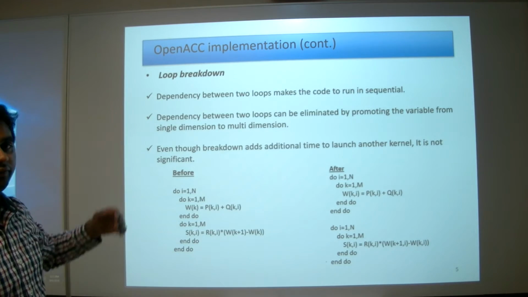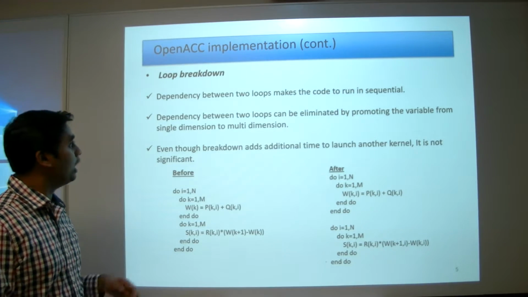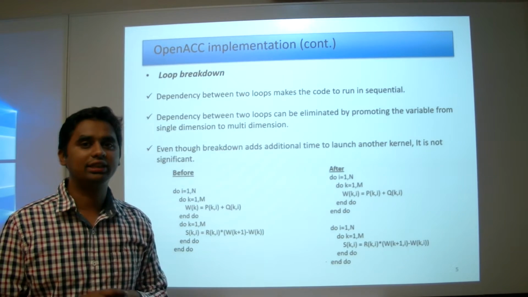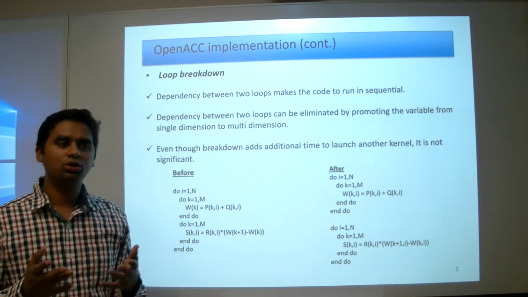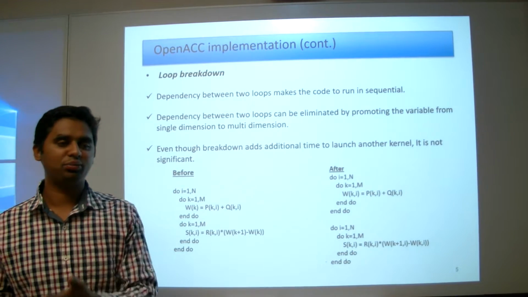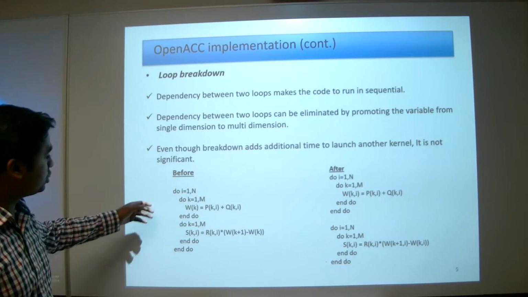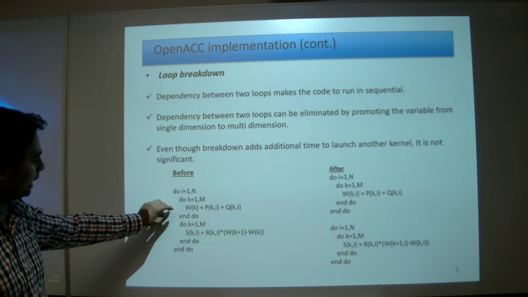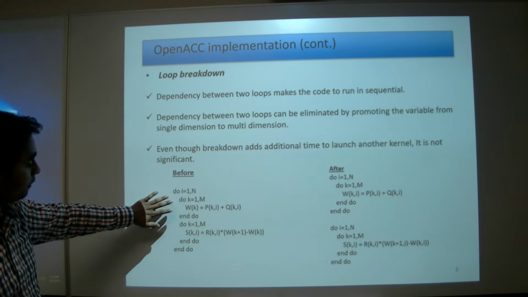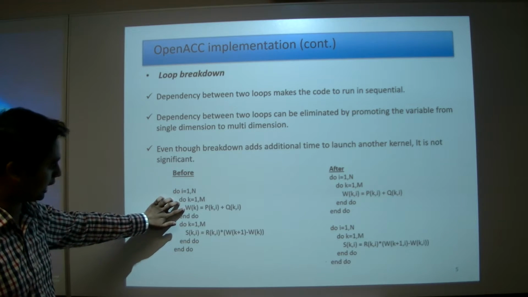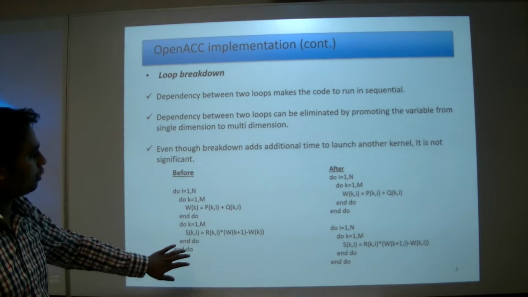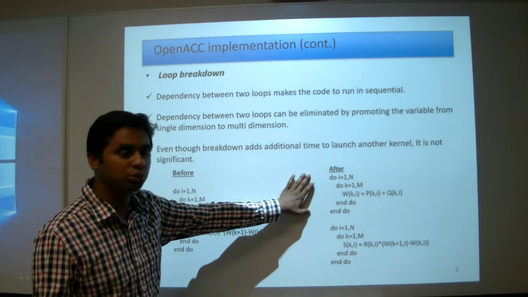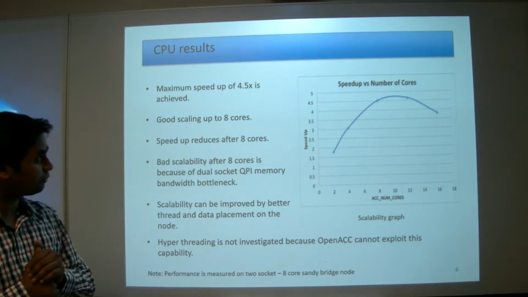As a second step, we did the loop breakdown. Dependency between the two loops can make the code run in a sequential manner. So we want the code to be as independent as possible. To achieve this, we did the loop breakdown. That is, if you see the pseudocode, we have W of k as a dependent variable. So we promoted the W of k into two dimensions so that we will have two independent do loops.